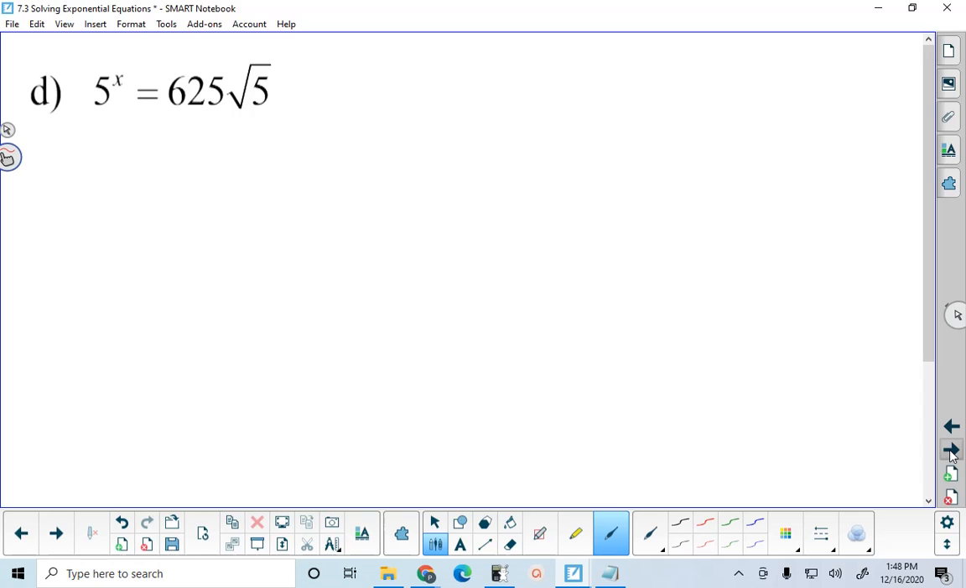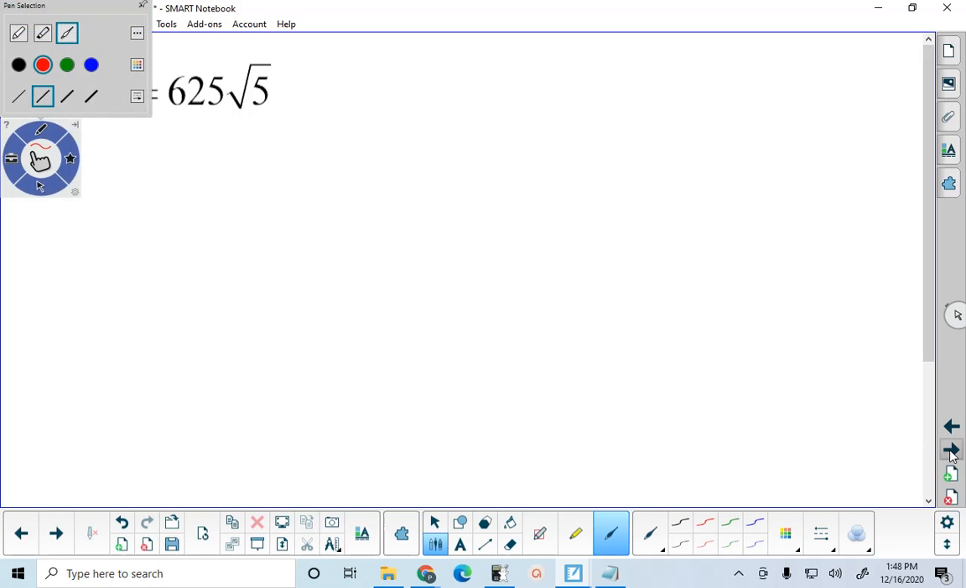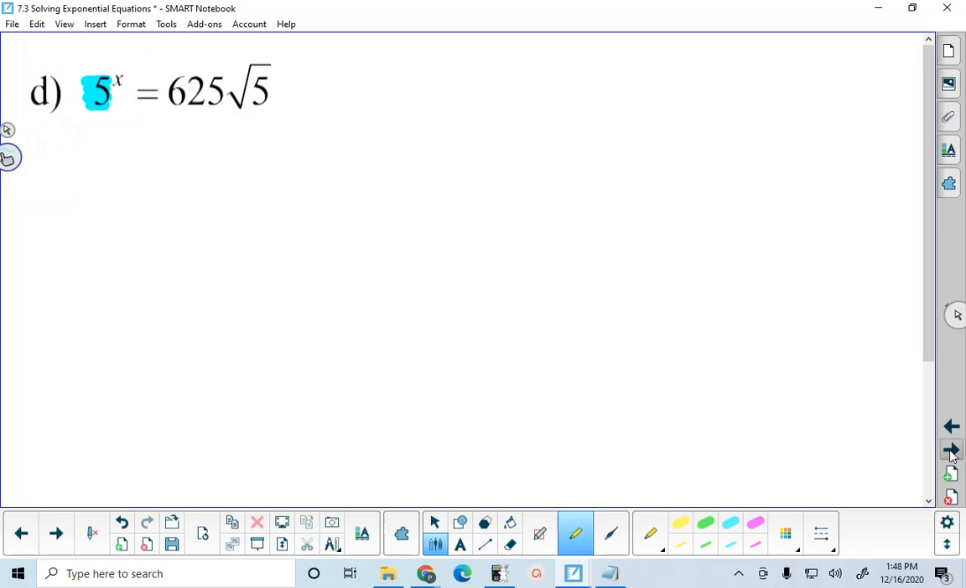All right, let's take a look at D. Things that are obvious to me I realize are not always obvious to everybody else. But since one of the bases is 5, and 5 is a prime number, which means you can't write it as a power of anything other than itself to the 1, that must mean the common base has to be 5. You can't write 5 as 2 to the something or 3 to the something.